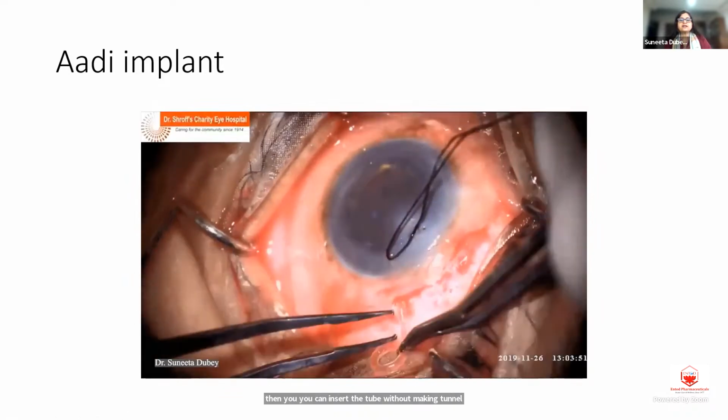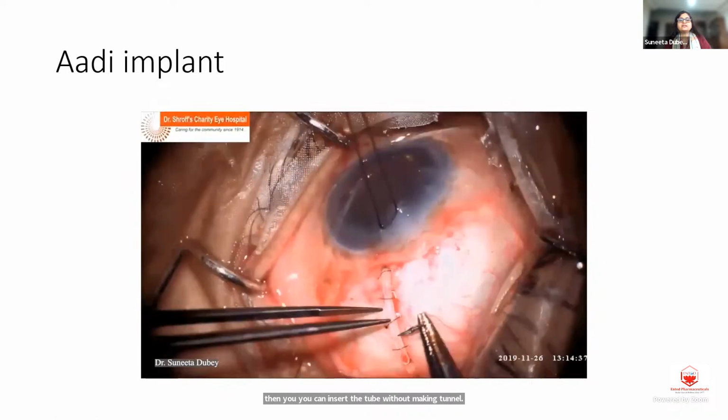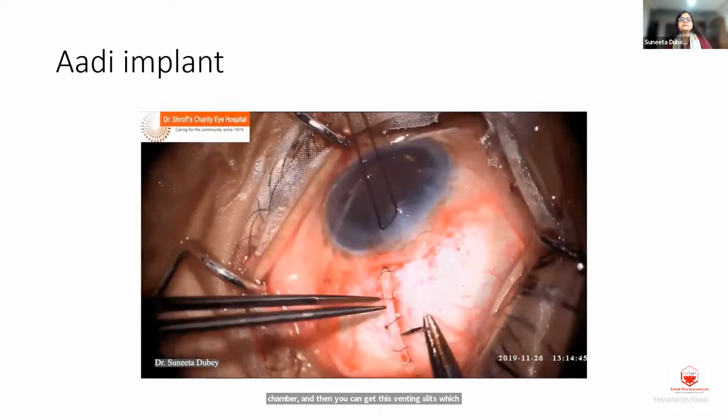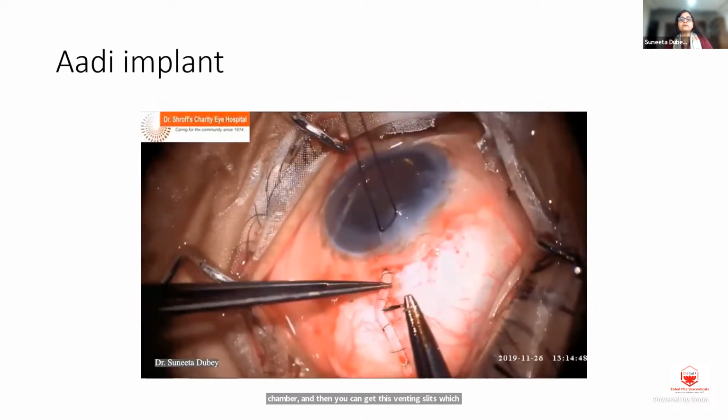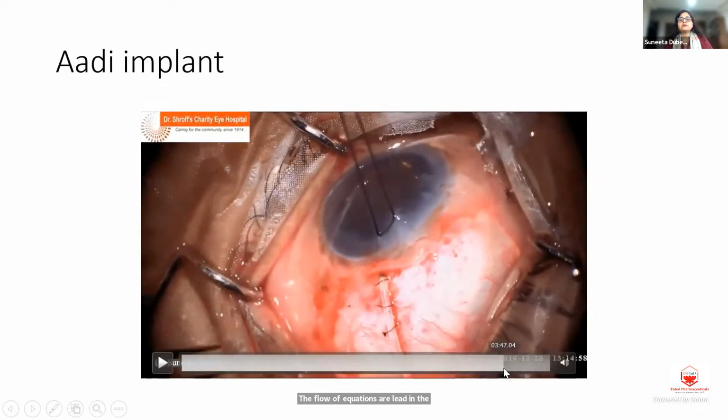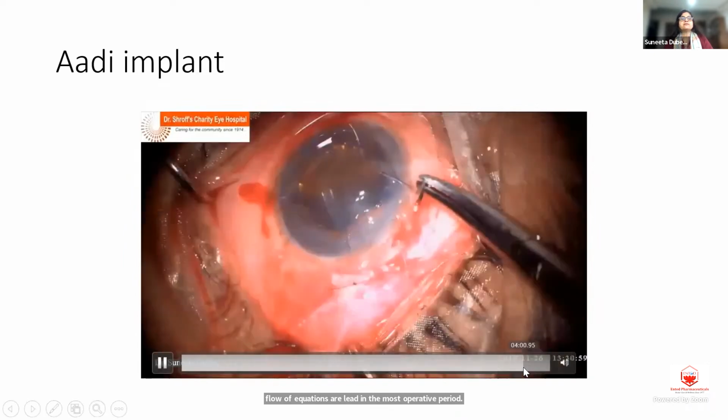Here I am just directly entering the anterior chamber, and then you can give these venting slits, which will facilitate the flow of aqueous early in the post-operative period. The rest of the procedure is the same.